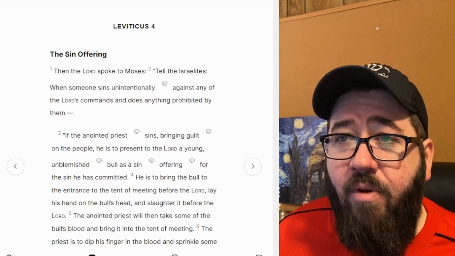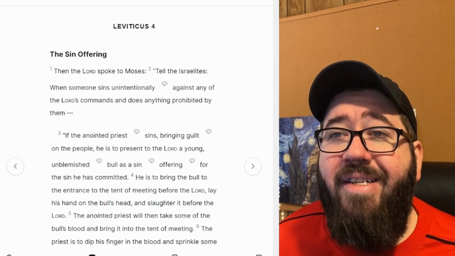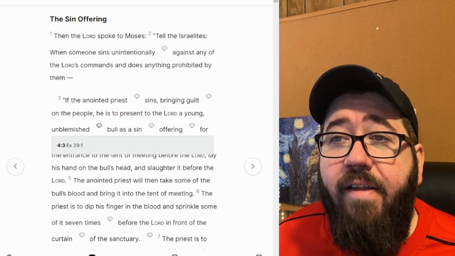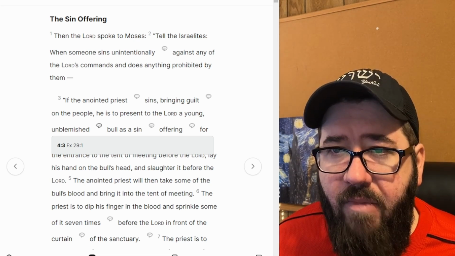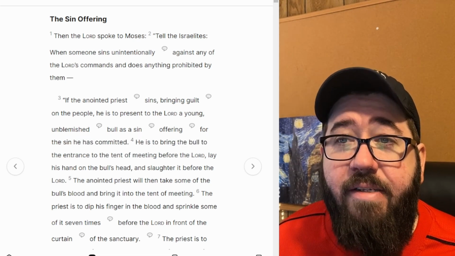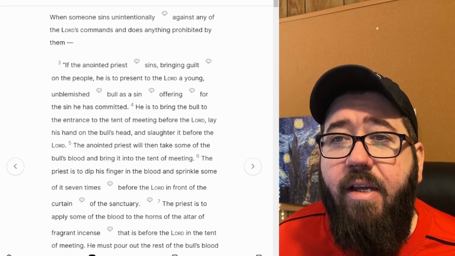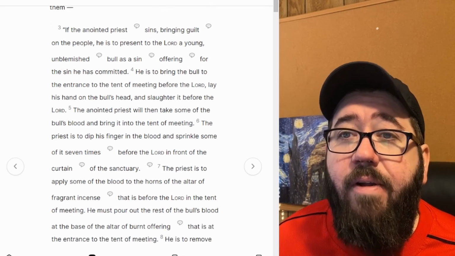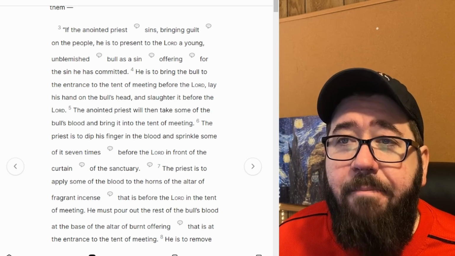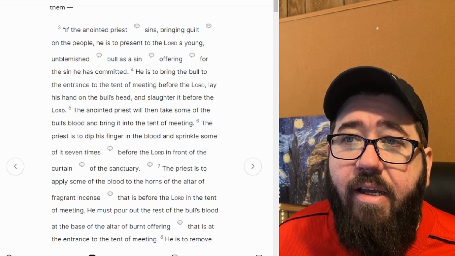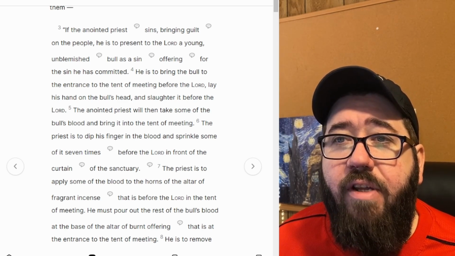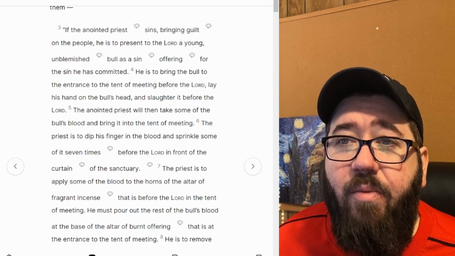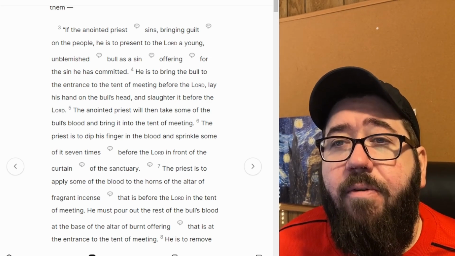Then the Lord spoke to Moses, "Tell the Israelites, when someone sins unintentionally against any of the Lord's commands and does anything prohibited by them, if the anointed priest sins, bringing guilt on the people, he is to present to the Lord a young unblemished bull as a sin offering for the sin he has committed. He is to bring the bull to the entrance of the tent of meeting before the Lord, lay his hands on the bull's head, and slaughter it before the Lord.